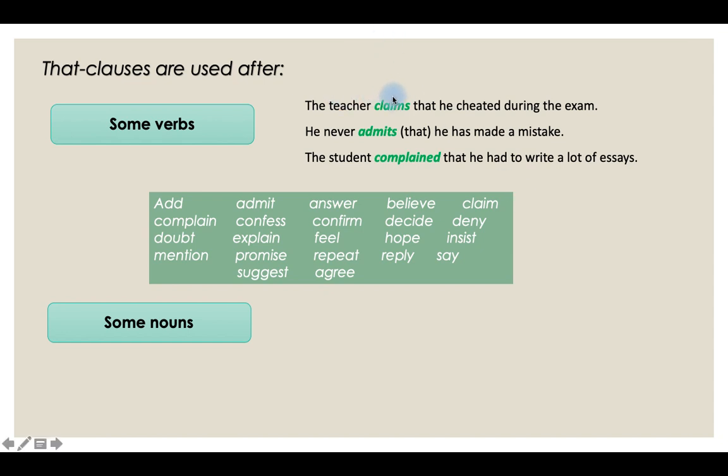The teacher claims that he cheated during the exam. He never admits that, or without that, he has made a mistake. The student complained that he had to write a lot of essays. So the part after the verb, which starts with that, is the noun clause.